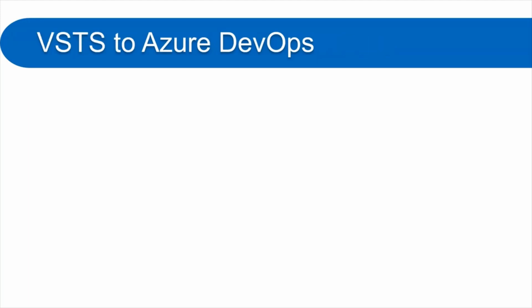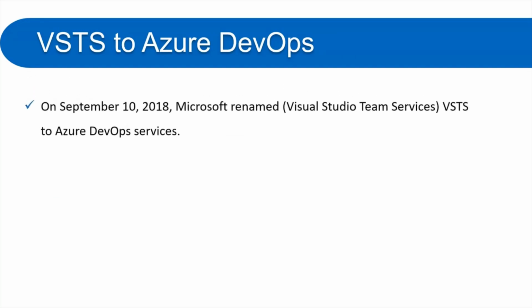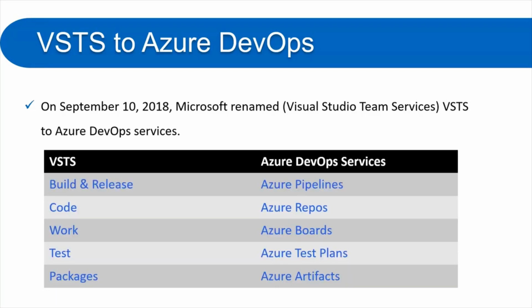Now let's have a look at the relationship of VSTS to Azure DevOps. On September 10, 2018, Microsoft renamed VSTS to Azure DevOps Services. Earlier it was known by the name VSTS, which was Visual Studio Team Services, but after 10th September 2018, it is known as Azure DevOps Services. These are some features which were known in VSTS, and now if we are talking about Azure DevOps, what are the names of the new features?